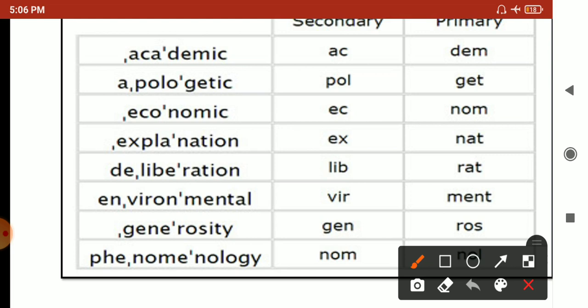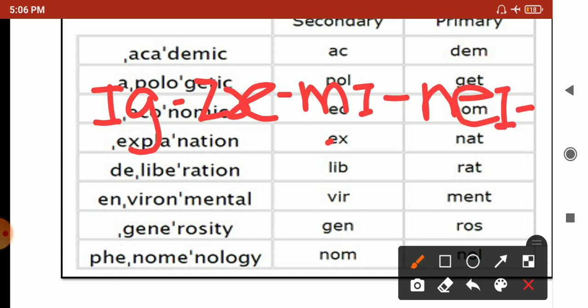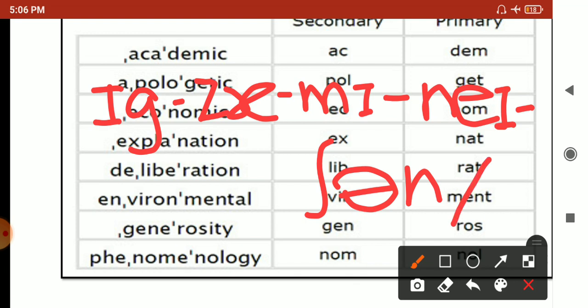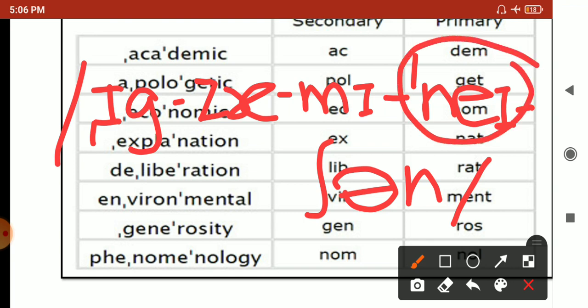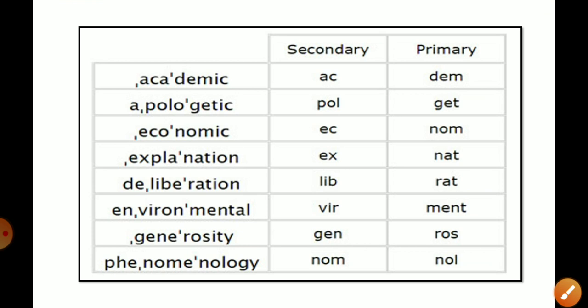So I shall give you another word. For example, examination. Five syllabic word. The fourth syllable takes primary stress and the first syllable takes secondary stress. So do this homework and send me the picture of the solved exercise on the WhatsApp group.